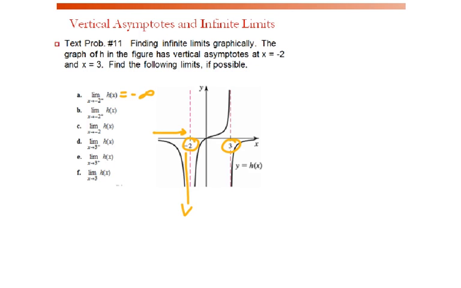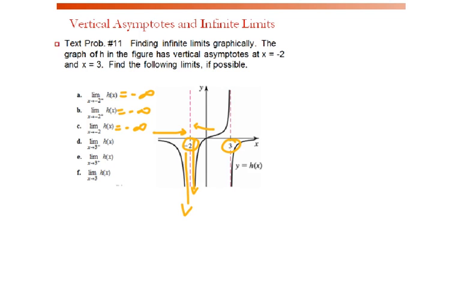If I approach -2 from the right, it also goes off to -infinity. So therefore, as x approaches -2, the two-sided limit is -infinity. The situation with the asymptote at 3 is a little bit different.